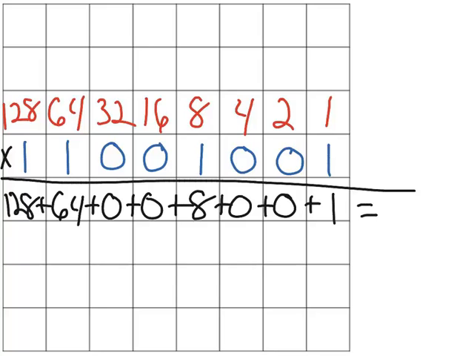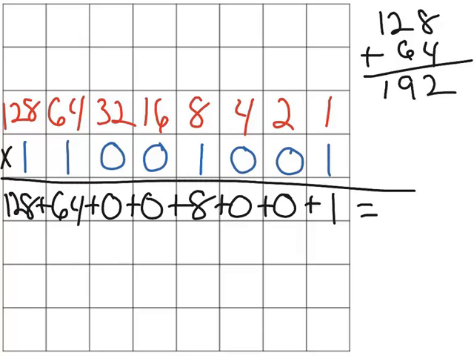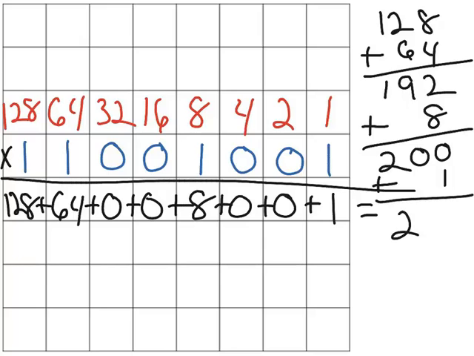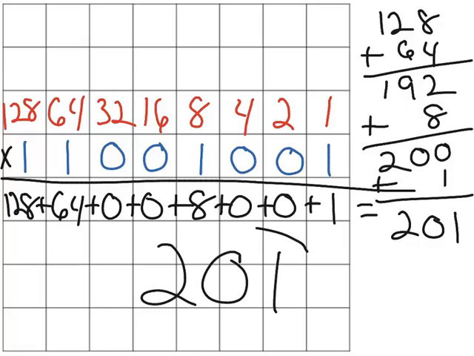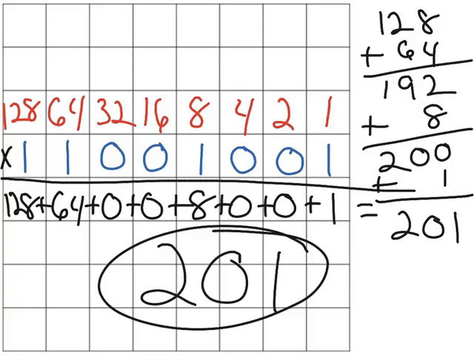Well, let's see. In my little scratch pad, I'm going to take 128 plus 64, which is going to give me 192. Then I'm going to add 8 to that. Gives me 200. And then I'm going to add 1 to that, and I'm going to get 201. So the decimal equivalent to 11001001 is 201.